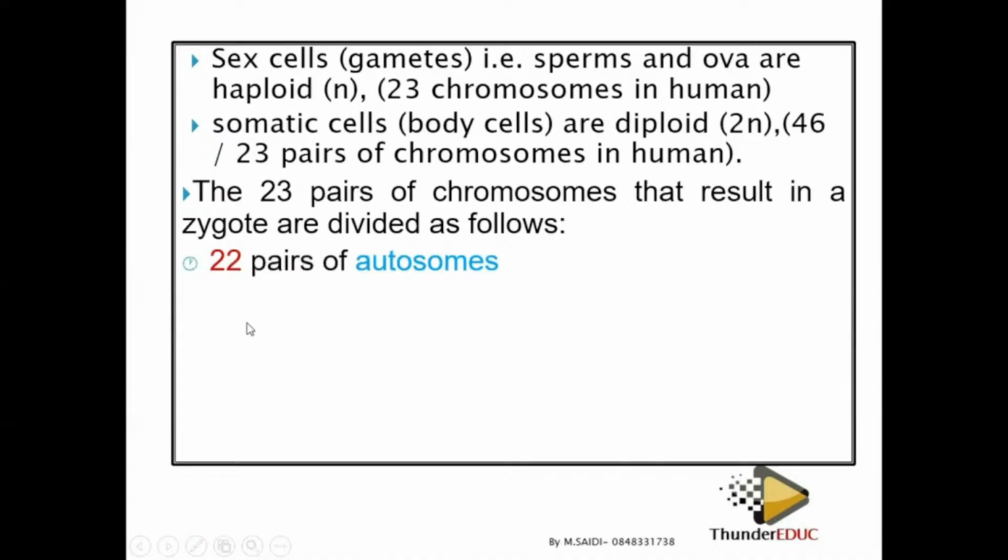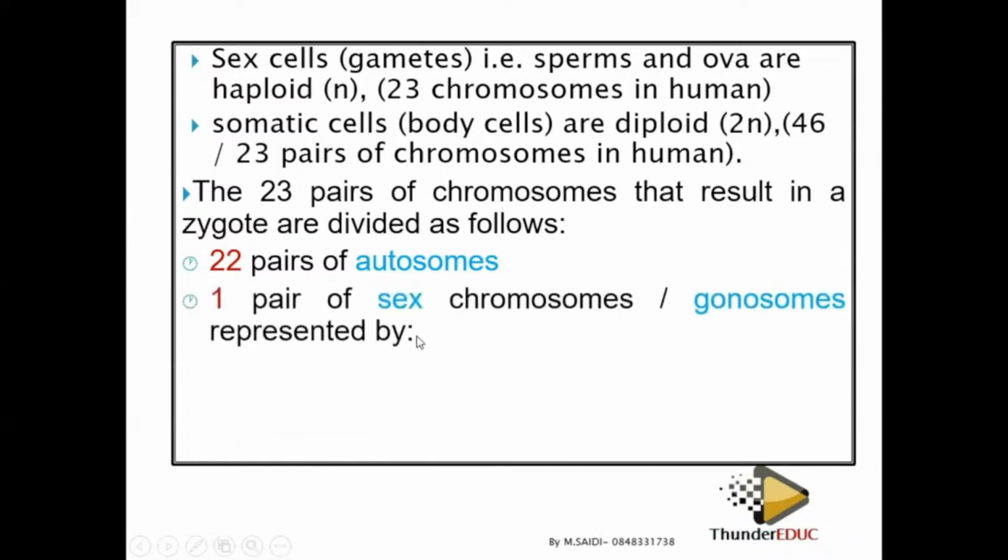Then you have the 23 pairs of chromosomes that result in the zygote, divided as follows. 22 pairs. These are the chromosomes we have in the body. That is from pair number 1 to pair number 22. We call them autosomes. It means that how many chromosomes do we have? 44, because this is a pair. Pair number 1 up to pair number 22. We call these ones autosomes.